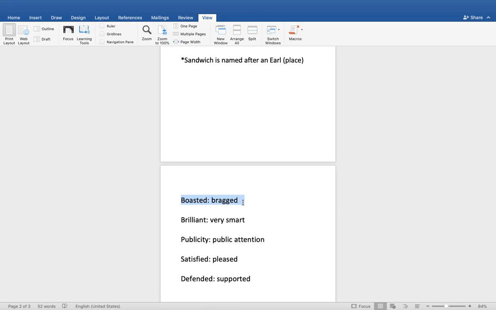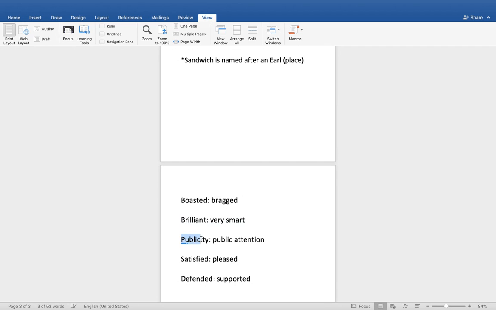Boasted means bragged. For example, Ian boasted about his new bicycle. So he's bragging about his new bike. So you could say Ian boasted. Next is brilliant. Brilliant means very smart. Donna came up with a brilliant solution to her problem. So she came up with a very smart solution to her problem. So it's brilliant.